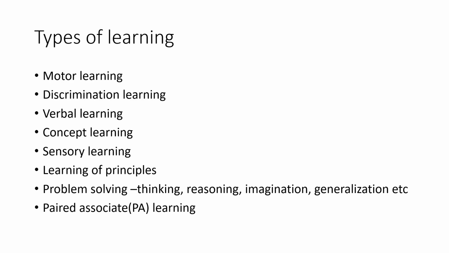The next one is verbal learning: how to use a language, how to use a word, how to use the sounds, or how to write. This is called verbal learning. And the next one is concept learning. This is a form of learning which requires higher order mental processes like thinking, reasoning, intelligence, etc. So it helps us to learn a concept, or it involves the formation of a concept.